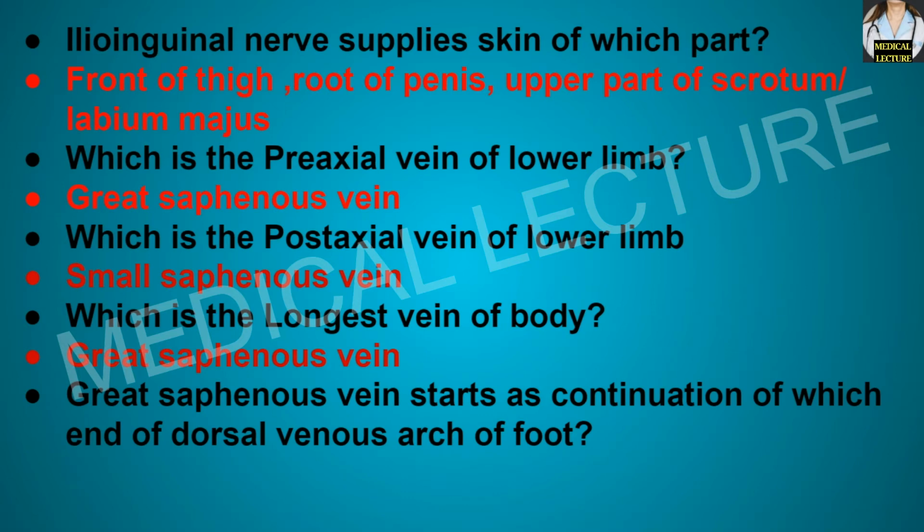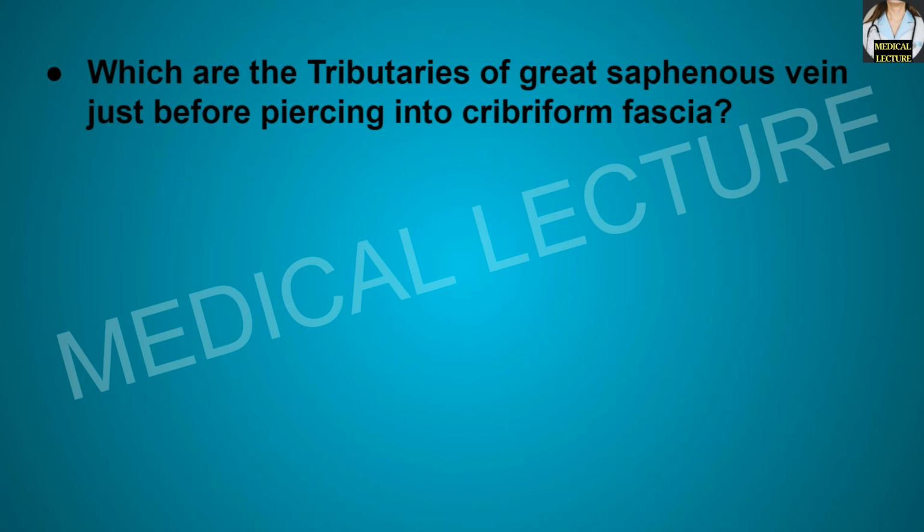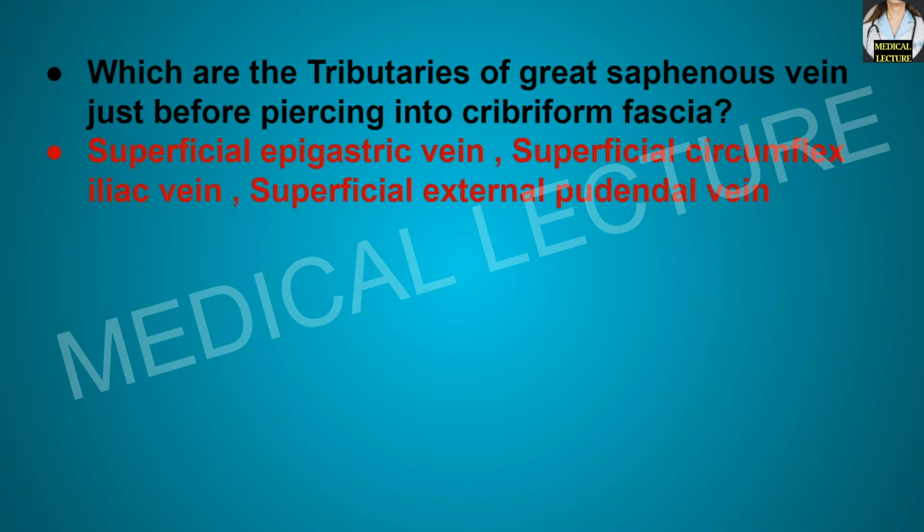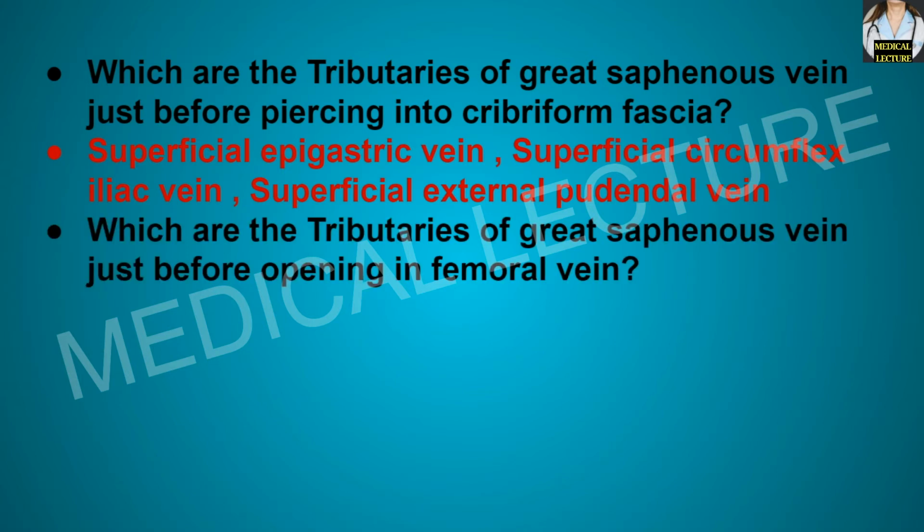Great saphenous vein starts as continuation of which end of the dorsal venous arch of foot? So it starts as continuation of the medial end of the dorsal venous arch of foot and is supplemented by the medial marginal vein. Which are the tributaries of the great saphenous vein just before piercing into cribriform fascia? So they are superficial epigastric vein, superficial circumflex iliac vein and the superficial external pudendal vein. Which are the tributaries of the great saphenous vein just before opening in the femoral vein? So it is the deep external pudendal vein.